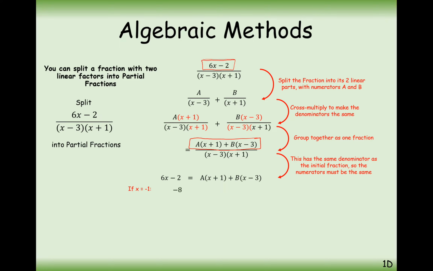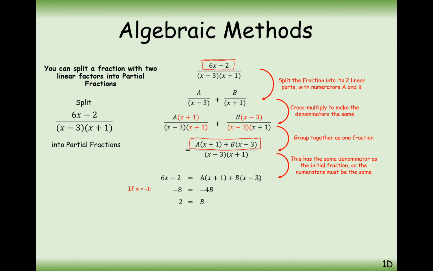So substituting it in across the board, we get minus 8 on the left, we get 0 in this bracket here, so the a effectively disappears, and if we put minus 1 in here, minus 1 minus 3 is minus 4, times by b, we get minus 4b. So in that case, we get b is equal to 2. So a very sneaky way of doing this.